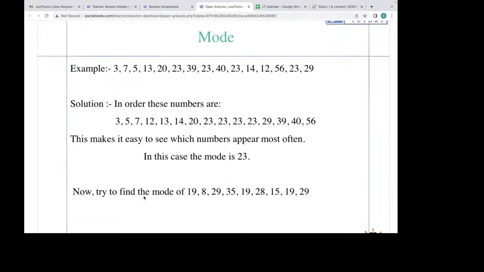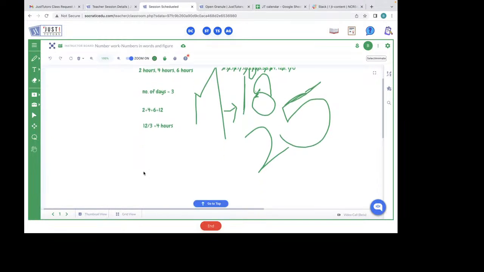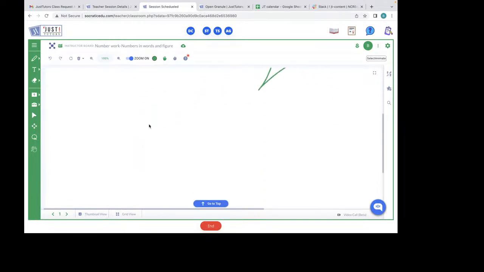Okay, now try to find the mode of 19, 8, 29, 35, 19, 28, 15, 19, 29. Now you have to find the mode of this data. So first, what can we do? We have to arrange all of these in ascending order. So let's do it. The smallest one is 8.